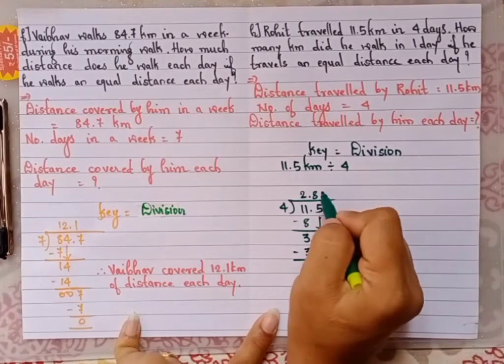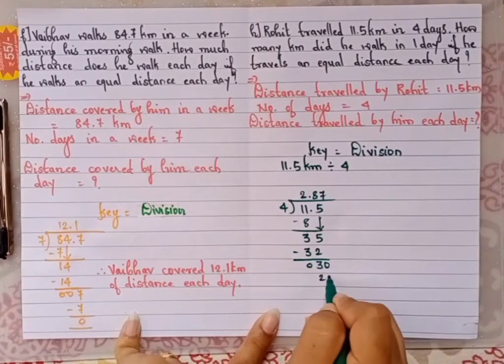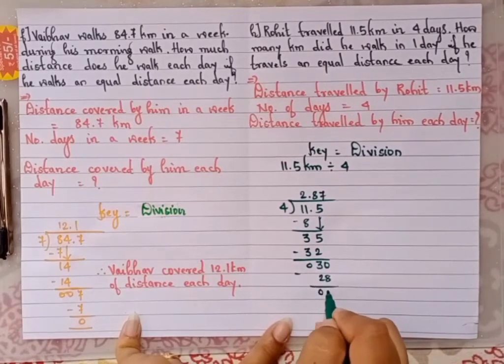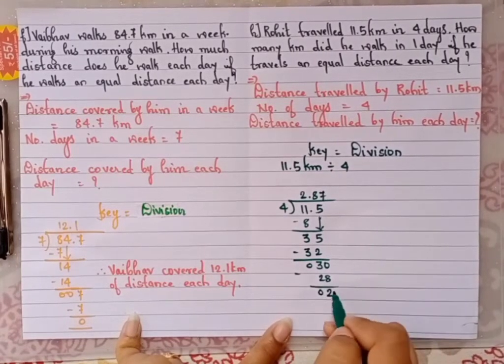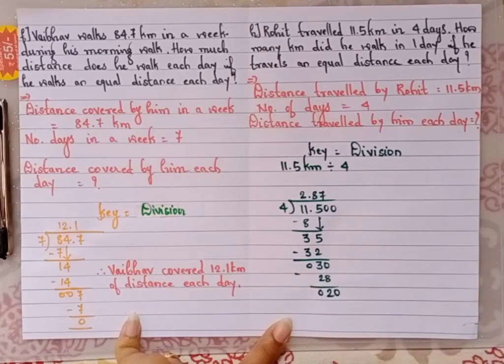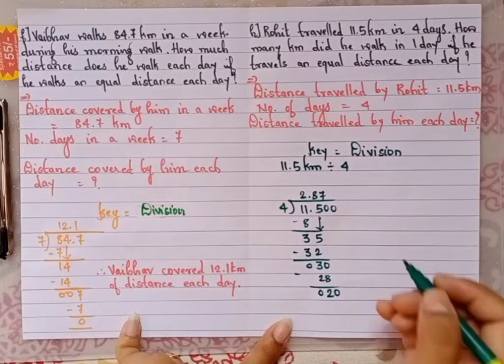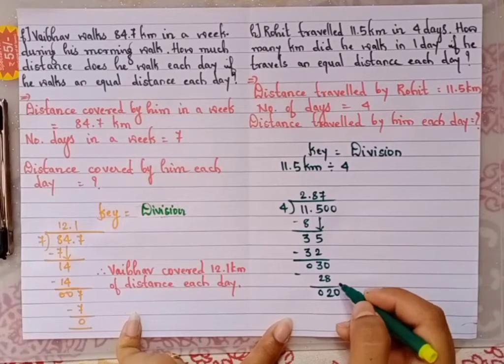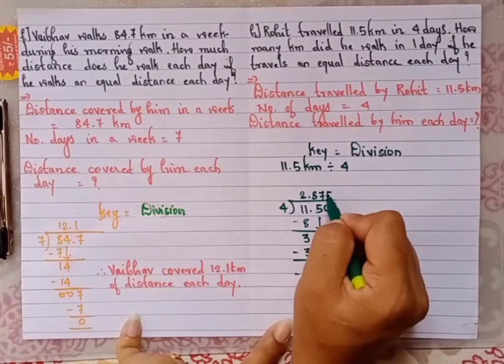4 sevens are 28. From 30, 28 goes out, remains 2. Take one more digit or 0 down. You know that increasing 0 at the right side of the decimal won't alter its value. Therefore, first we had taken 0 downside. Now we are taking next 0 downside. So, 4 5s are 20.